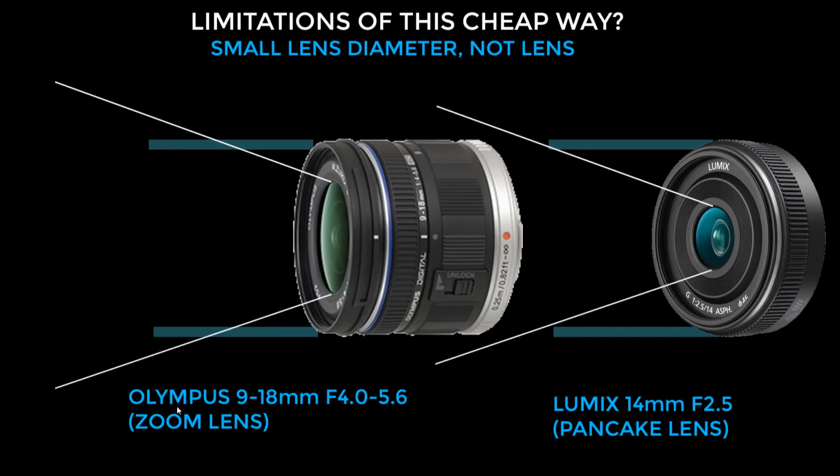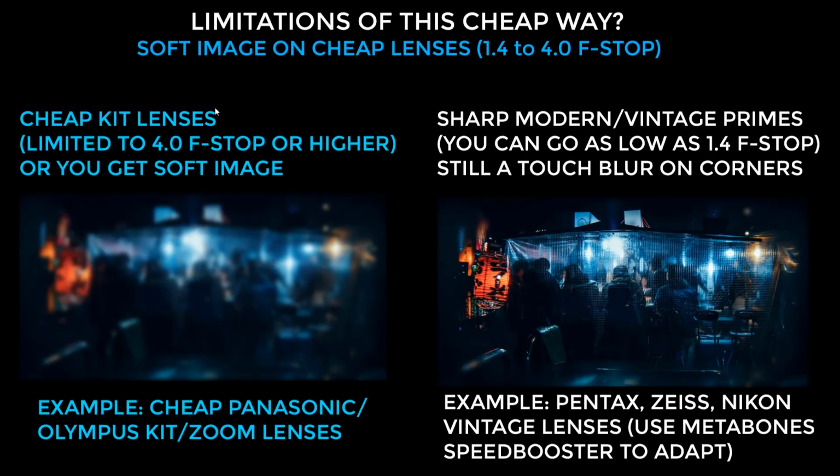So for instance, I actually shot some footage with the Olympus 9 to 18 millimeter, and everything from 9 to about 17 millimeters was looking through this barrel. It wasn't until I zoomed into 18 that I could actually break through all the way, which was giving me a 36 millimeter equivalent roughly with the 1.9 crop factor. So anyway, limitations again. You're going to get a soft image if you use cheap lenses with 1.4 to 4.0 f-stop. I'm not even going to be talking about 0.98 or whatever.